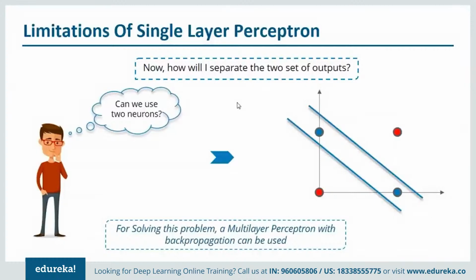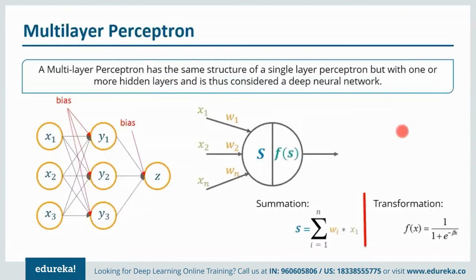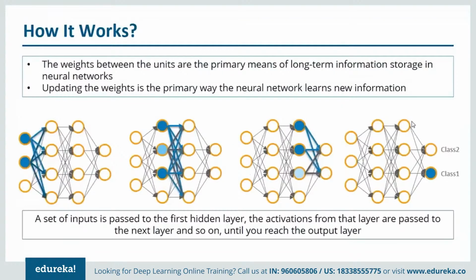So this is where we use multi-layer perceptron with backpropagation. So what are multi-layer perceptrons? Multi-layer perceptrons have the same structure as the single layer perceptron. The only difference is they have more than one hidden layer. Let me explain it with an example. This is how a typical multi-layer perceptron looks. We have an input layer, two hidden layers, and one output layer. Each neuron is connected to the neurons present in the adjacent layer, but the neurons of the same layer are not connected to each other.